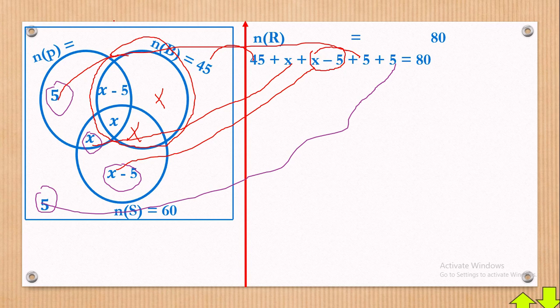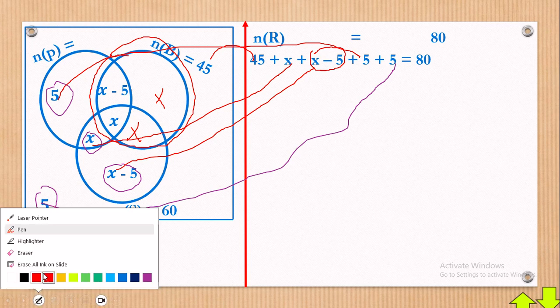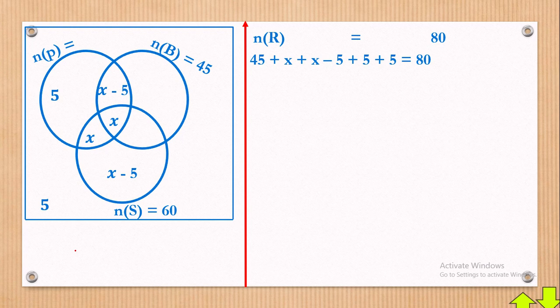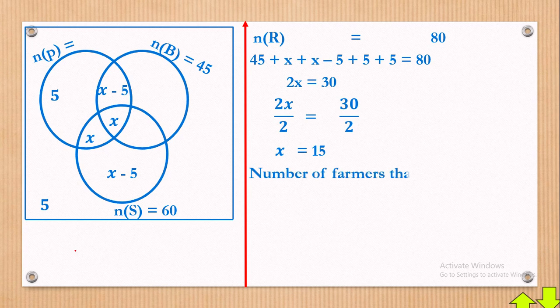Why 80? Because the number in the universe is equal to 80. Every farmer here grows rice. That's the logic we are using. And with that, let's see how it comes about. So the value of x will now give us 2x is equal to 30. Finally, dividing both sides by 2, our x will be 15. But remember, we must always conclude. So therefore, the number of farmers that plant all 4 crops is 15.